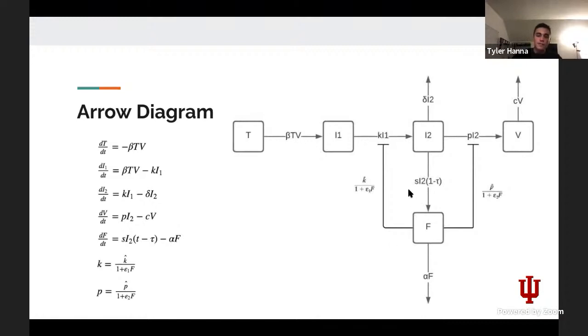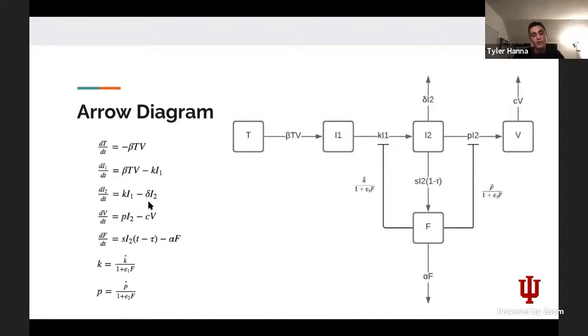And this S times I2 times 1 minus tau term represents the delay of interferon production. That term I will explain in the notebook later, but it's pretty complicated to replicate in the model. And I was able to get some results that I will show you later.